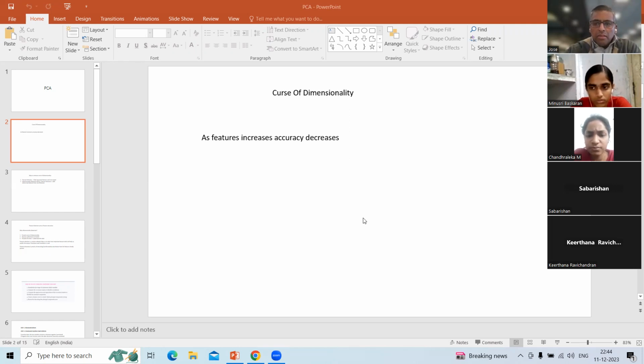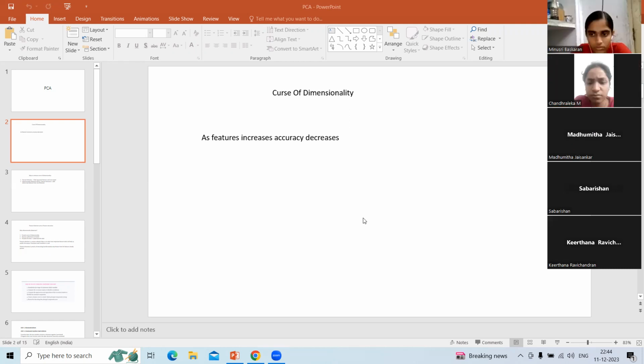And the other thing is, as we keep on increasing features, what happens? It's not like all the features are required for our analysis. Only a few features are sufficient to analyze something or to predict something. So in that case, the accuracy keeps on decreasing. Till a certain point, it increases, and after that, if we add features which are not required, then it decreases. For example, if we are trying to predict the price of a house.